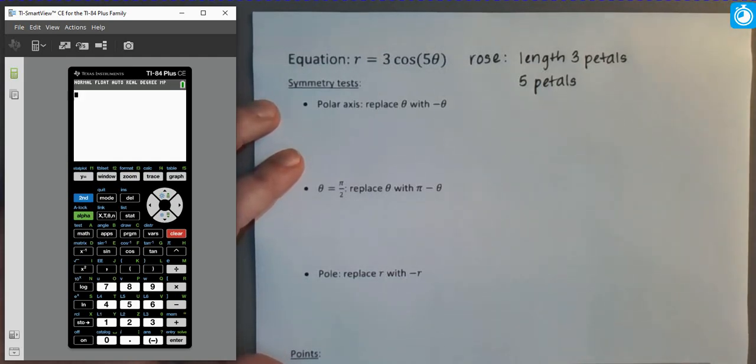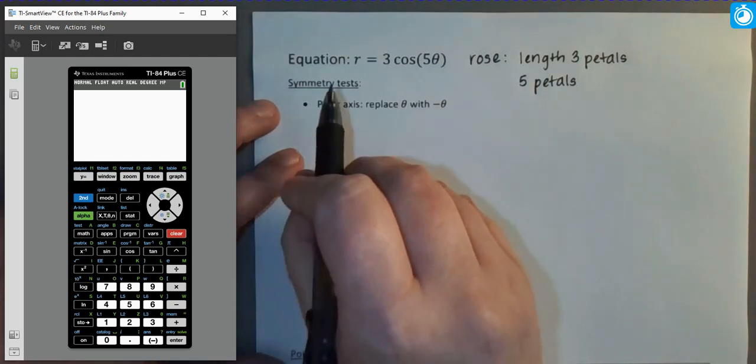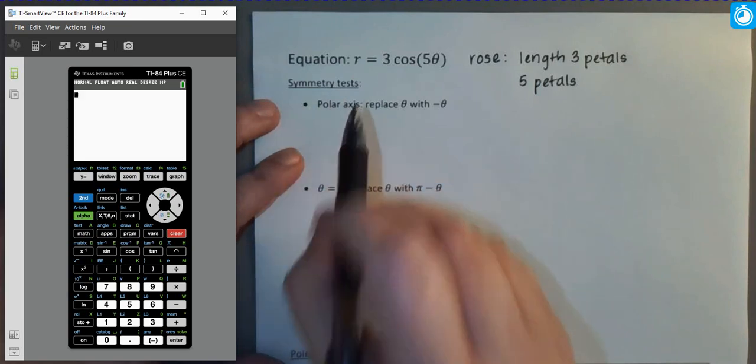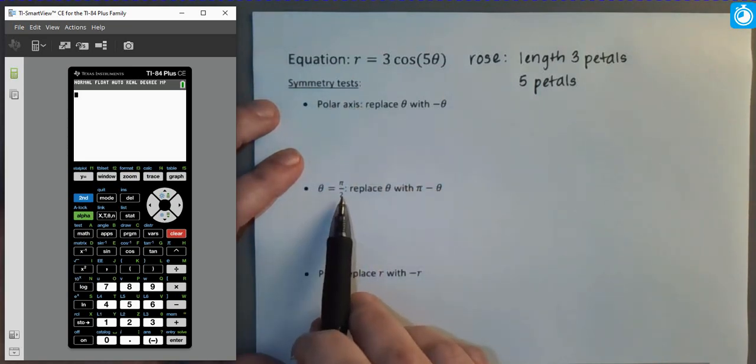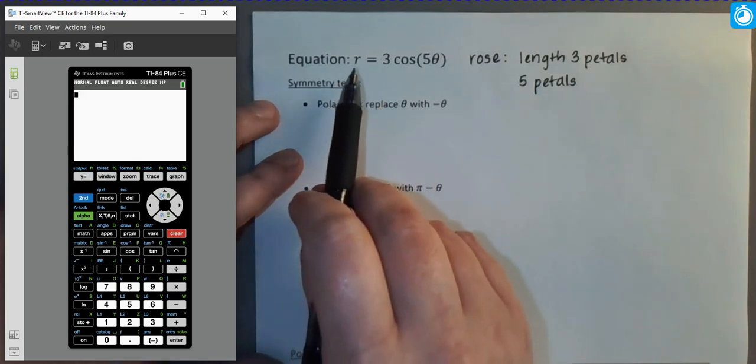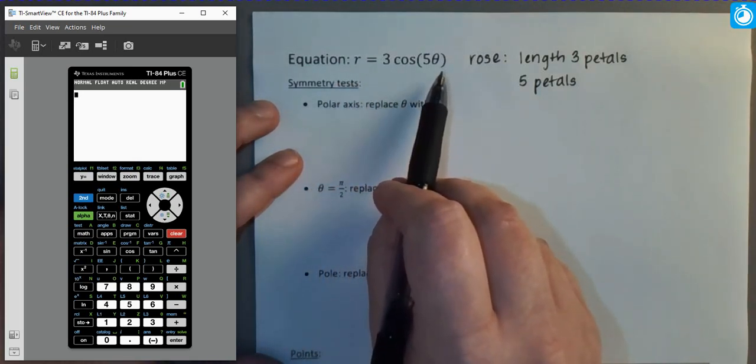Okay, so as with many more complicated polar equations, it's best to start with the symmetry test, because if we can confirm that this equation is going to have particular types of symmetry when we graph it, we can save a little bit of time when it comes to plotting points. We have 3 types of symmetry: polar axis, which is your horizontal axis; theta equals pi over 2, which is your vertical axis; and the pole, which is the origin in the polar plane. We're going to make each of these corresponding replacements, simplify the equation, and see if we can get it to match the original.